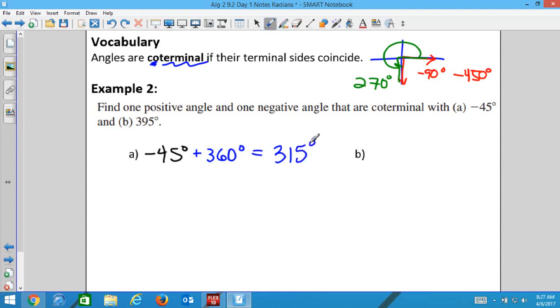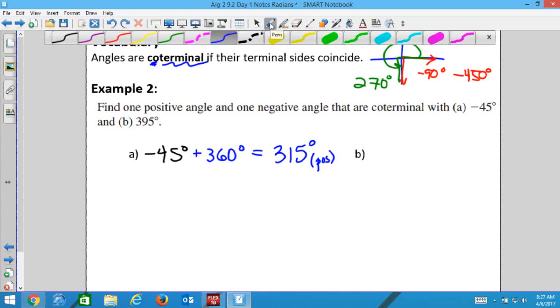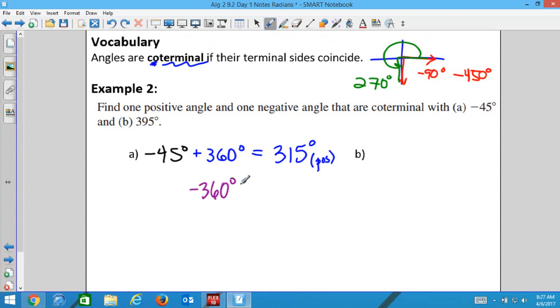Is that a positive or a negative coterminal angle? Positive. So we still need to find a negative coterminal angle. What should we do? Do nothing to it? No, because then it would just be the angle. It wouldn't be coterminal with this angle. So we need two. We need two negatives. All right, so we're going to do what? Subtract 360. Negative 405. And that gives us a negative angle.